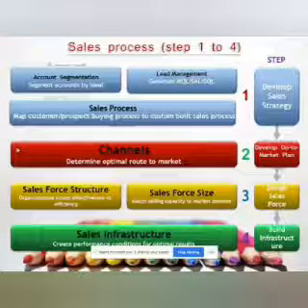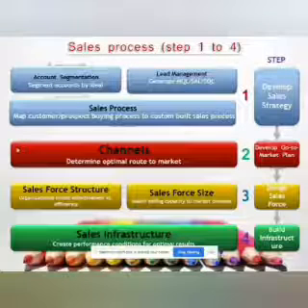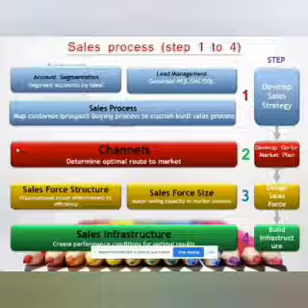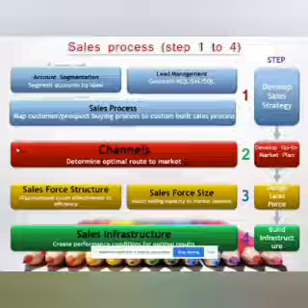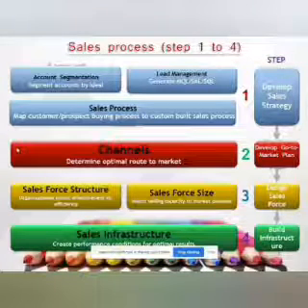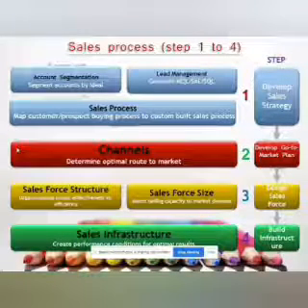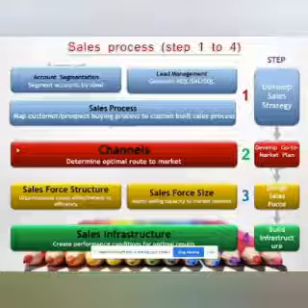Then the second step is develop go-to-market plan. Now we have to go to market, and from which route, what channel we have to consider to enter the market. That will come in step number two.